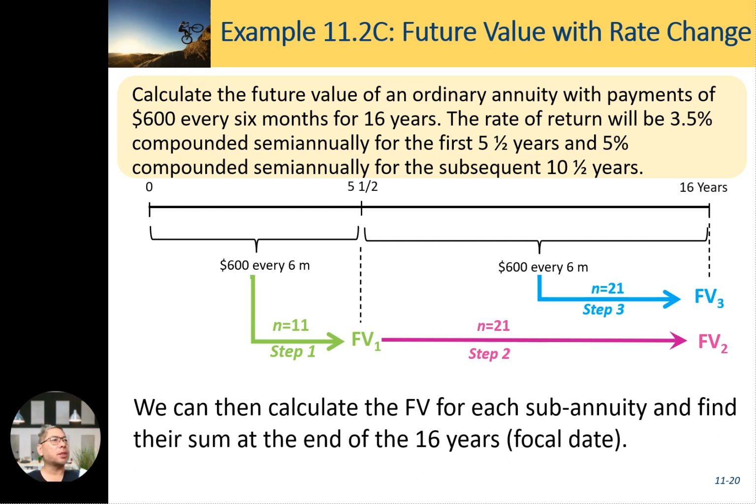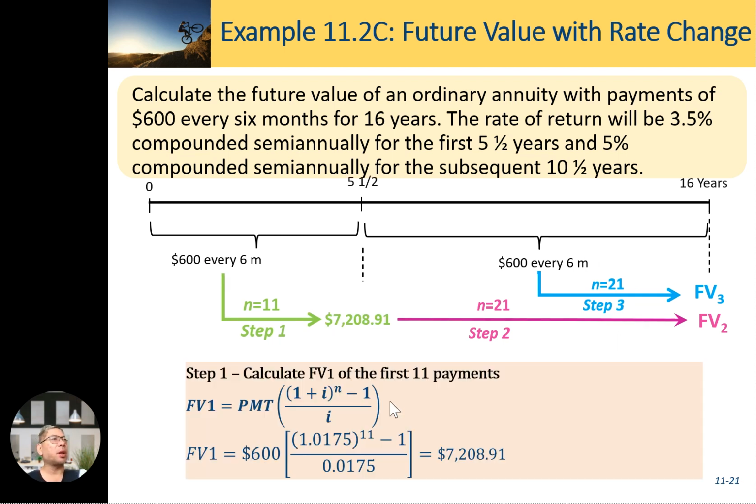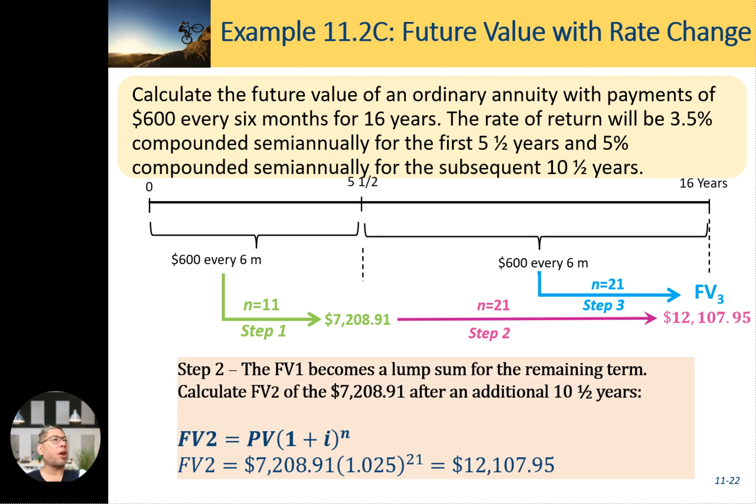When we calculate the future value of each sub-annuity, we find the sum at the end of the 16 years, which is the focal date. So for the first one, you get a future value, which is PMT here. You plug in the numbers, you get 7208.91. That's the first, F1. Once you get F1, then you calculate the future value for F2. You plug in the number here, 7208.91, which is from here, you carry it forward.